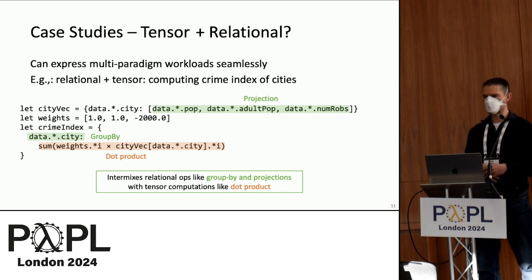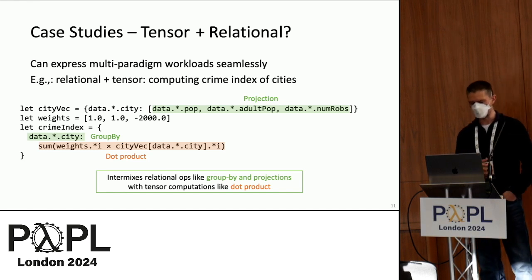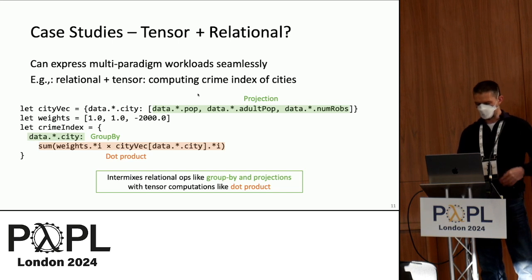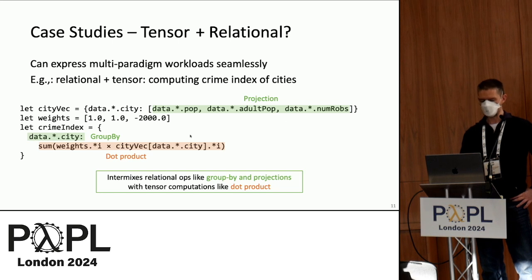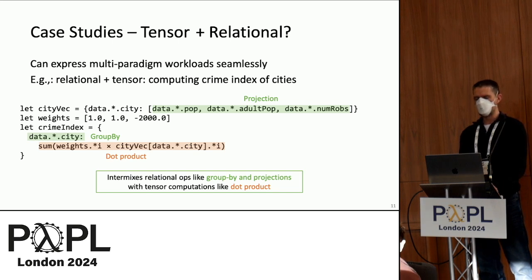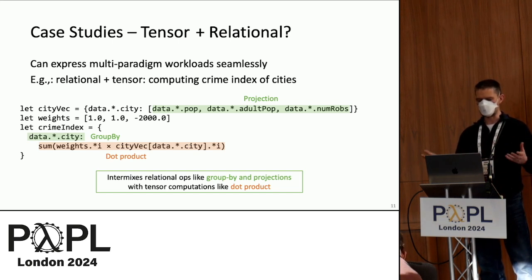Okay, so here's a very simple example from a crime data set where again we have cities and populations, and then we have the number of robberies. So here what we want to do is essentially restructure that data slightly, and then we have some weights, how we want to weigh these different factors, and we want to compute a dot product. So here's how we can do that. We can combine essentially a group by operation in green with a linear algebra operation, a dot product shown in orange here. And since this is all in the same language of formalism, we can do compiler optimizations that span these different workloads.